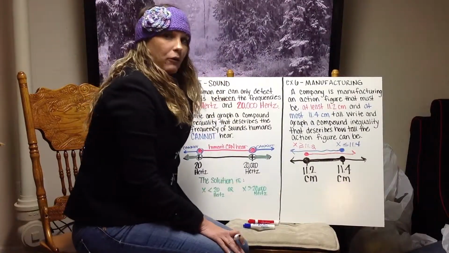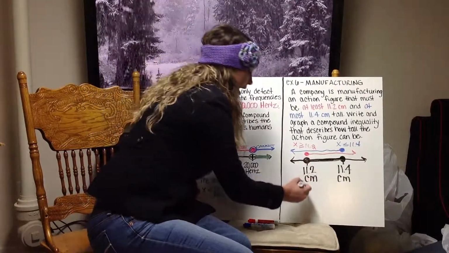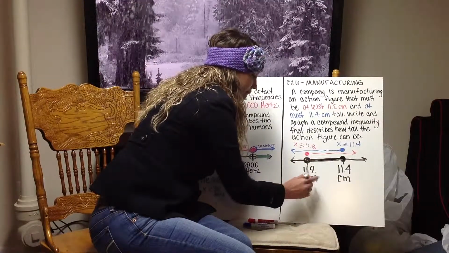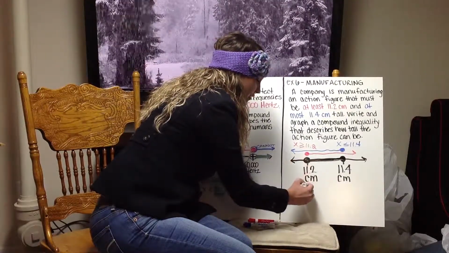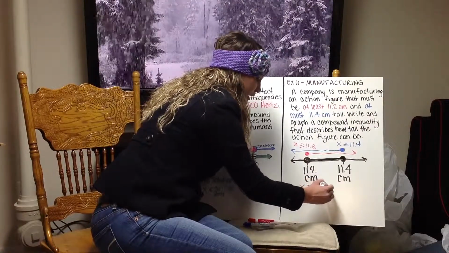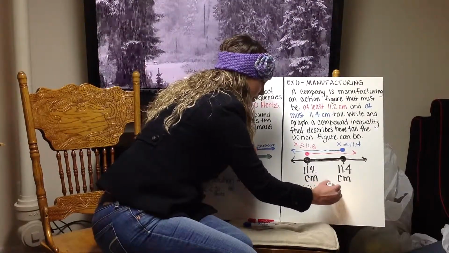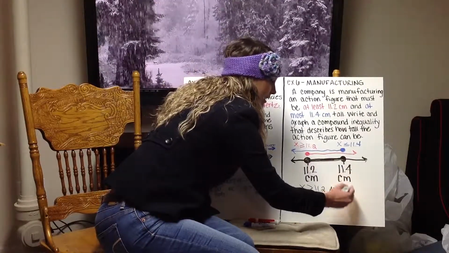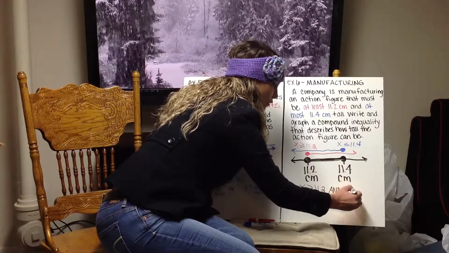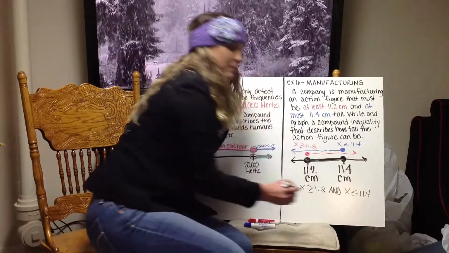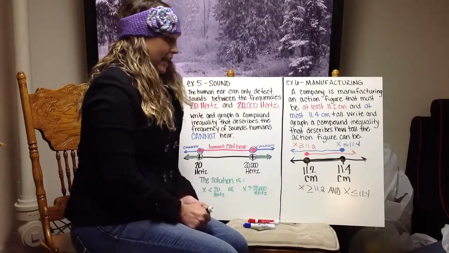When we're writing our solution, we're going to go ahead and write this as X is greater than or equal to 11.2, and it also must fit the description X is less than or equal to 11.4. And I need to remember to put my equal sign there. And that's how we would write it.